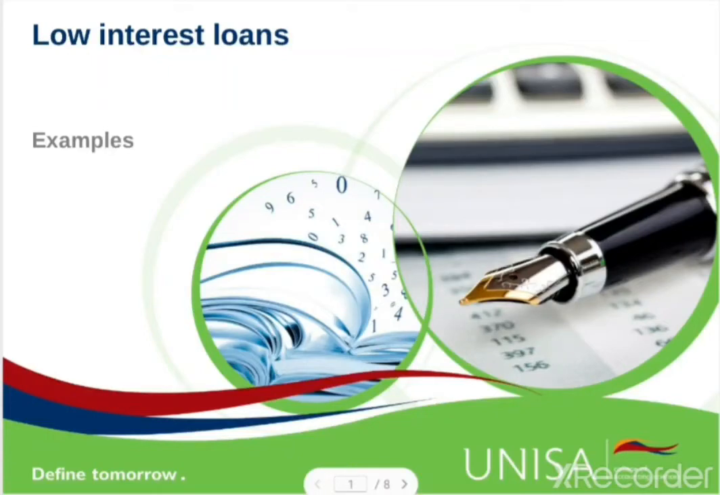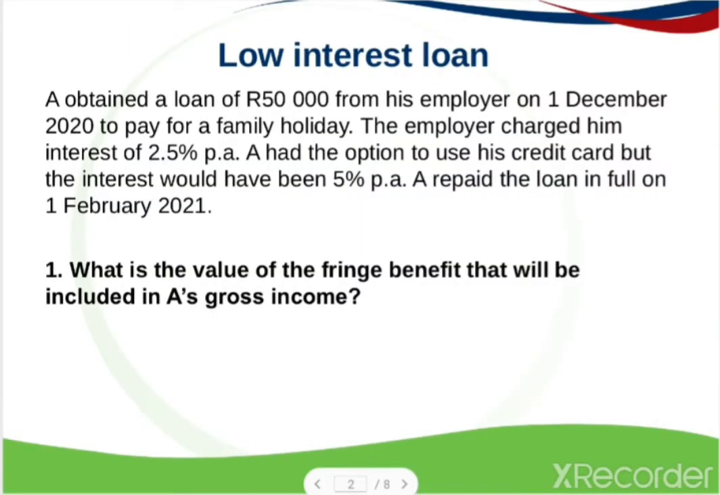In this video, I'm working through the low interest loans examples. So the first example is A obtained a loan of 50,000 from his employer on 1 December 2020 to pay for a family holiday. The employer charged him interest of 2.5% per annum. A had the option to use his credit card, but interest would have been 5% per annum. A repaid the loan in full on 1 February 2021. What's the value of the fringe benefit that will be included in A's gross income?